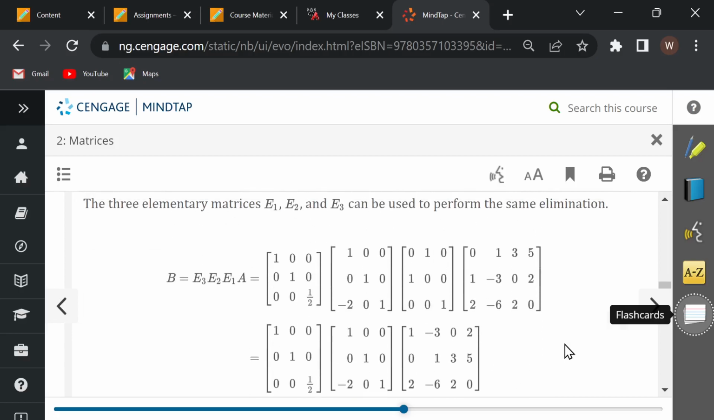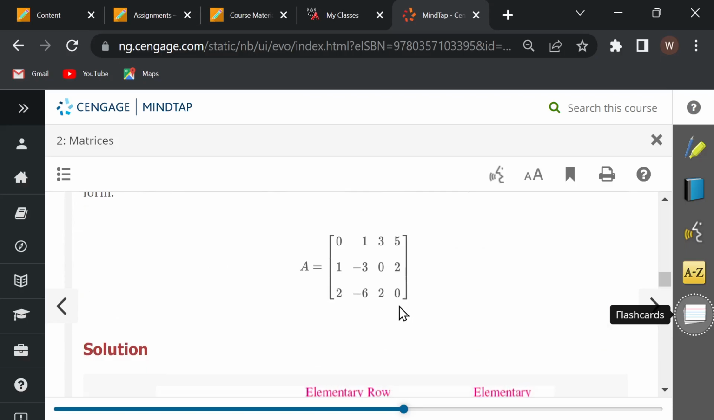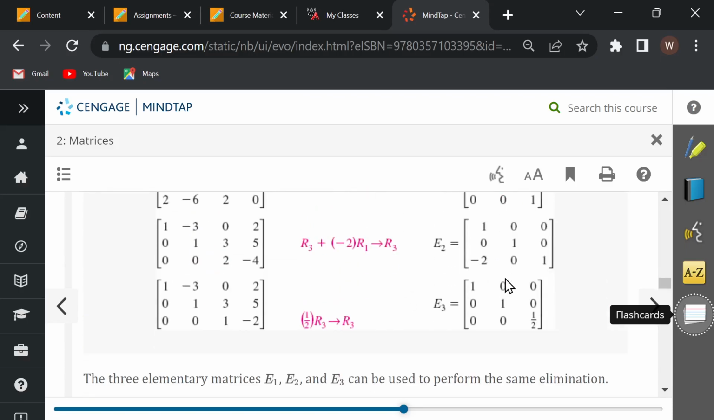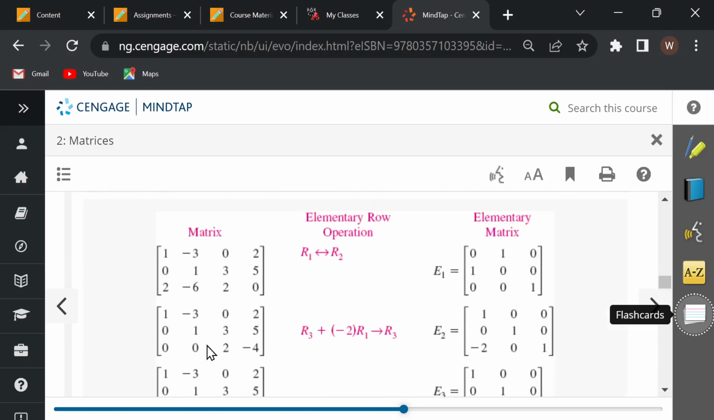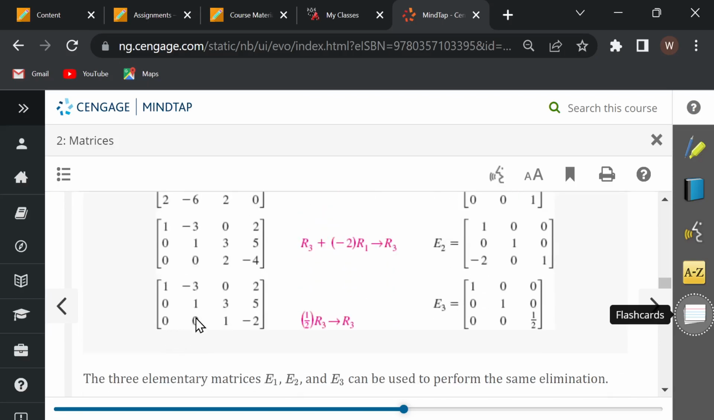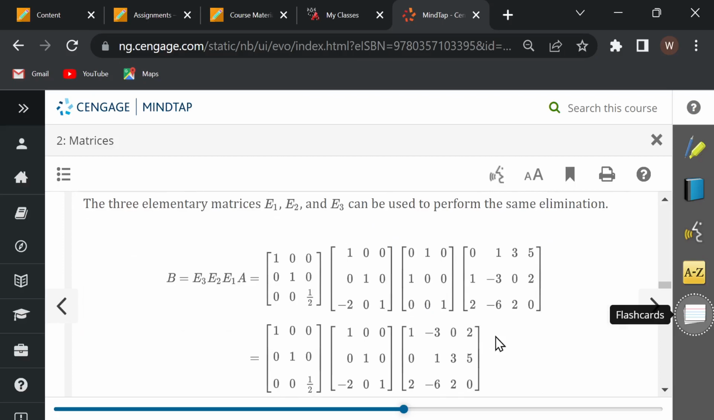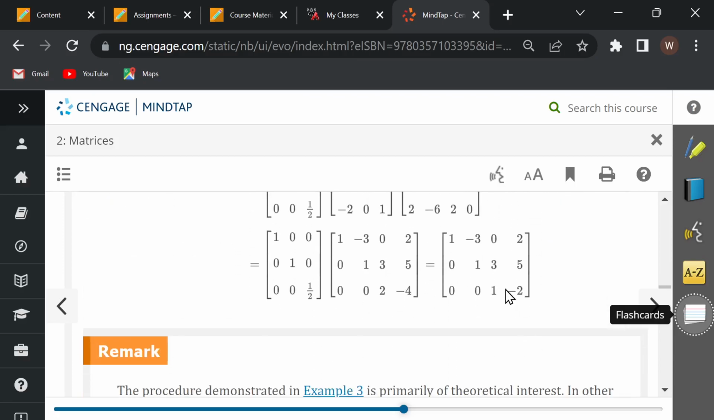Okay. If we multiply A times E1, we got a new product. And this new matrix is here in the second spot. And then we multiplied it by E2 to get this one. And then we multiplied it by E3 to get the matrix in the end, which is in upper triangular form. Okay. Actually, it's in row echelon form.